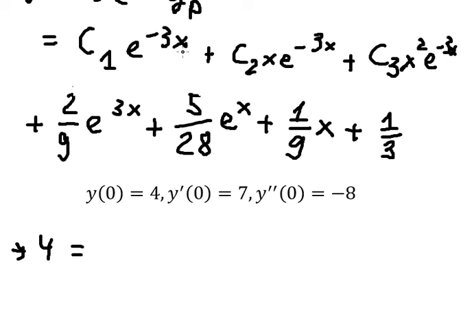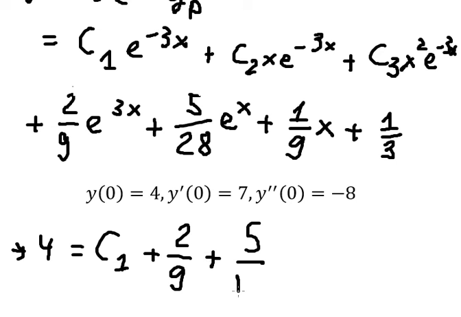We got e to the power of 0, you get 1. So we have C1. The next one, we put 0 in here, you get e to the power of 0, which is 1. So we have 2/9. Similar for this one. This one you get 0. And the last one is 1/3.